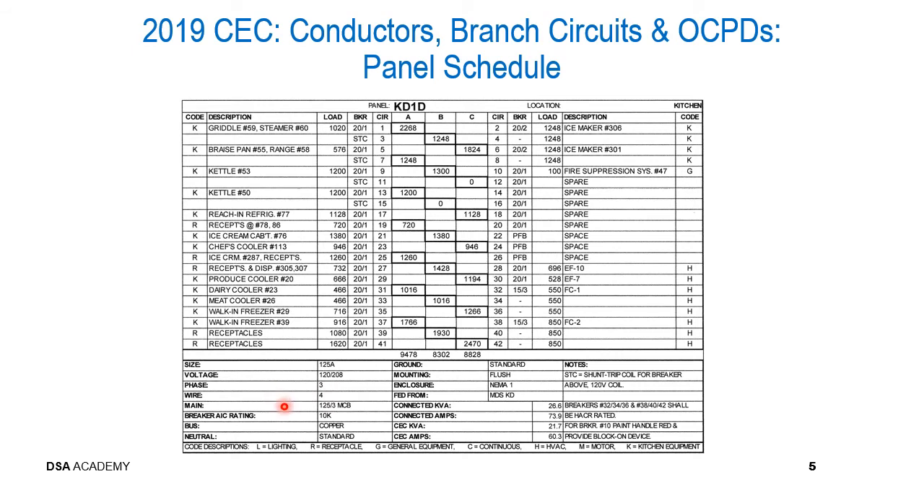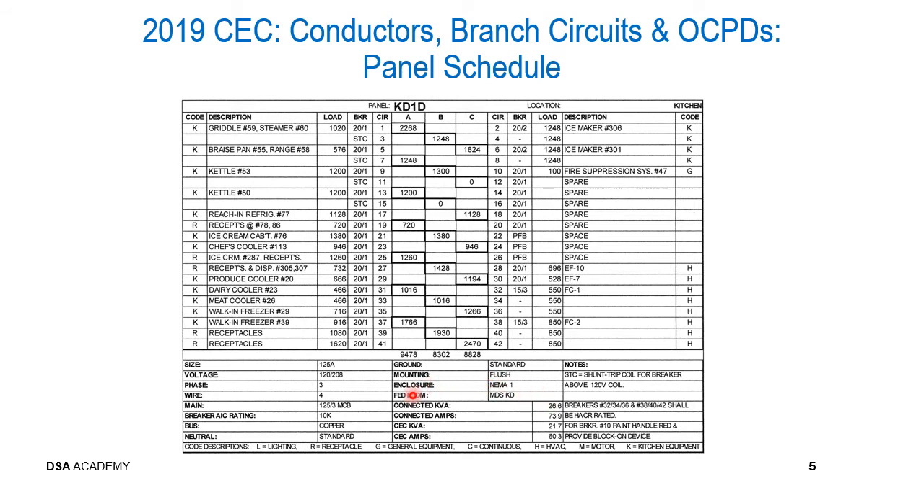The main is a 125/3 MCB. The breaker AIC rating, remember the AIC is the Ampere Interrupting Capacity, is 10,000 amps. It has a copper bus, a standard neutral, and a standard ground. The mounting is flush, and the choices here would either be flush or recessed, obviously. The enclosure rating is a NEMA 1, and it's fed from panel MDS-KD.